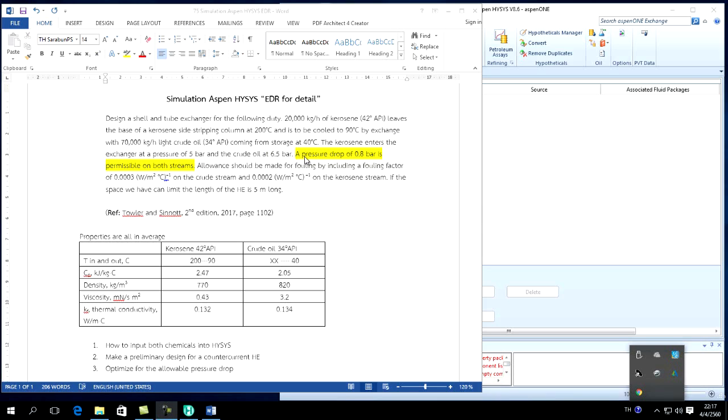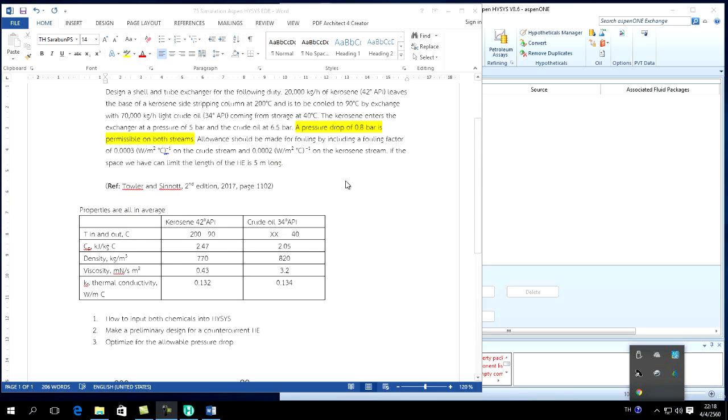The restriction in this case is that the pressure drop must not be greater than 0.8 bar in both streams, under fouling factors of 0.0003 and 0.0002 watt per square meter degree Celsius, a reciprocal of that. One of the limitations is that the space we have cannot fit any heat exchanger longer than 5 meters.